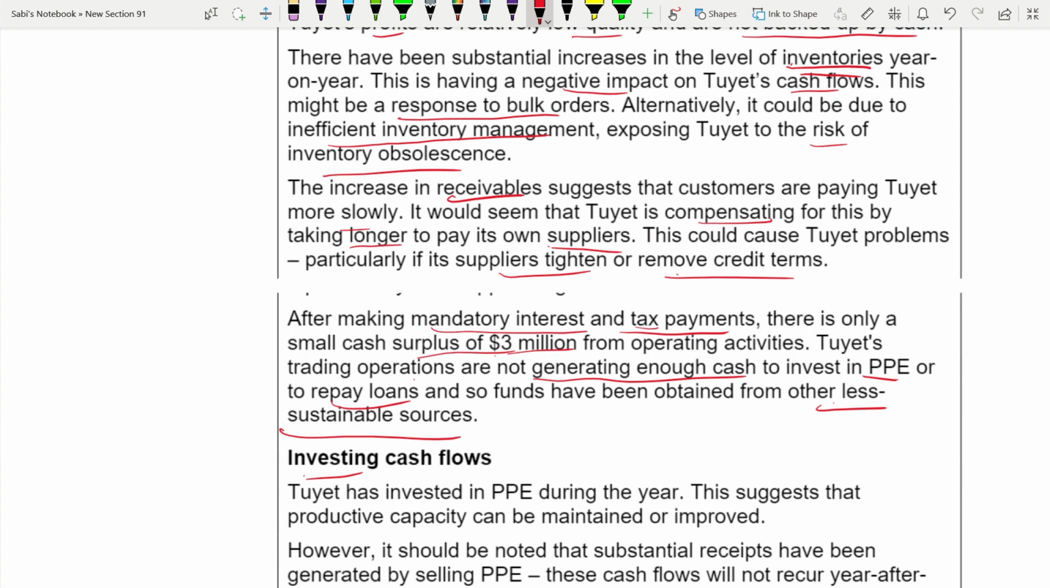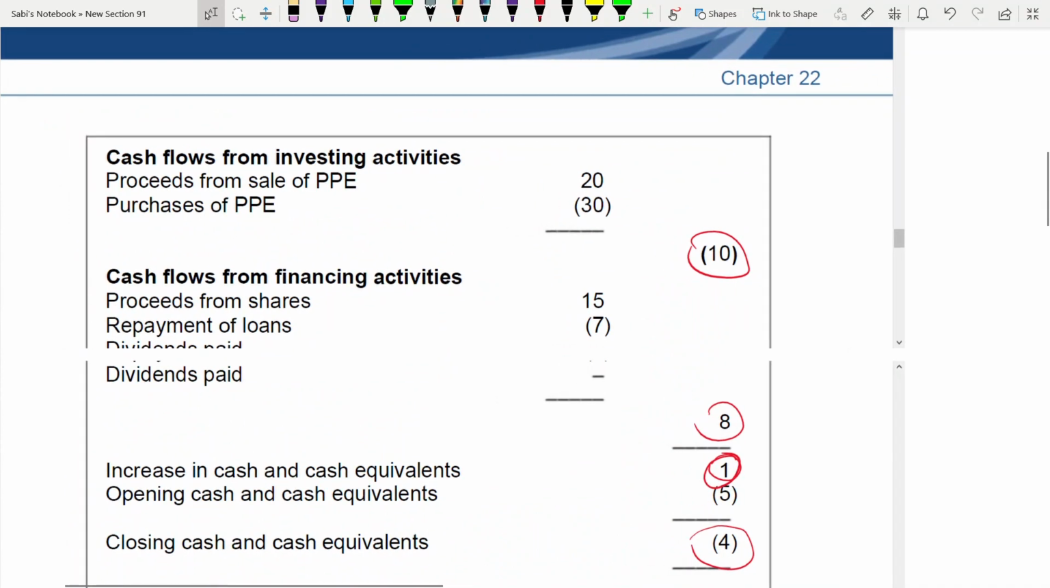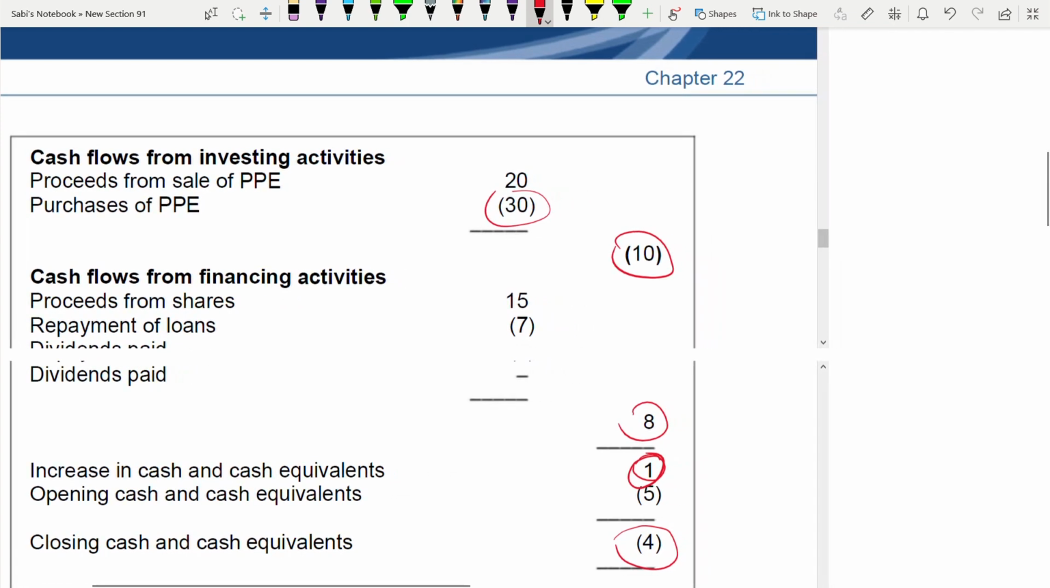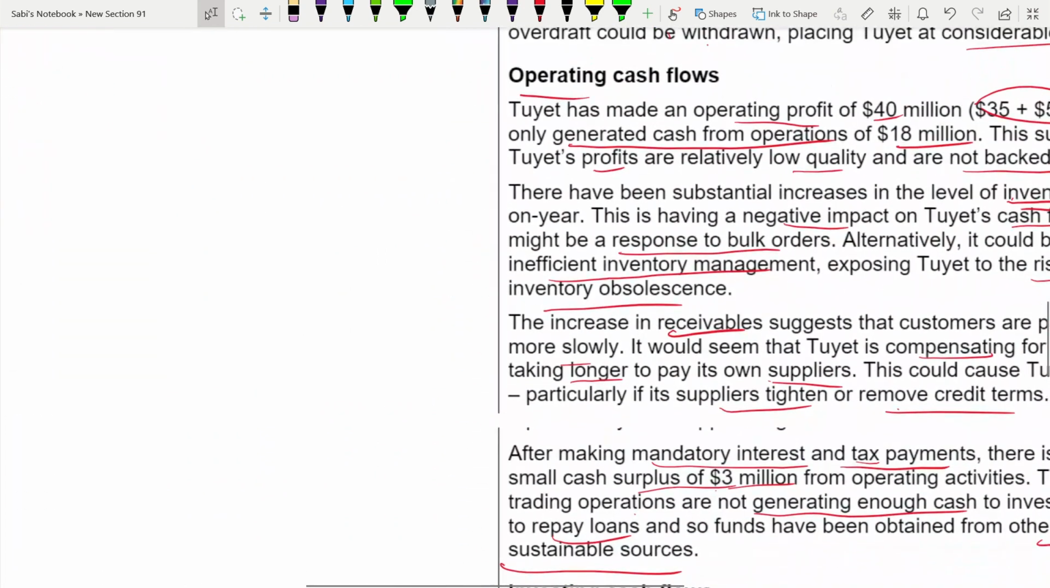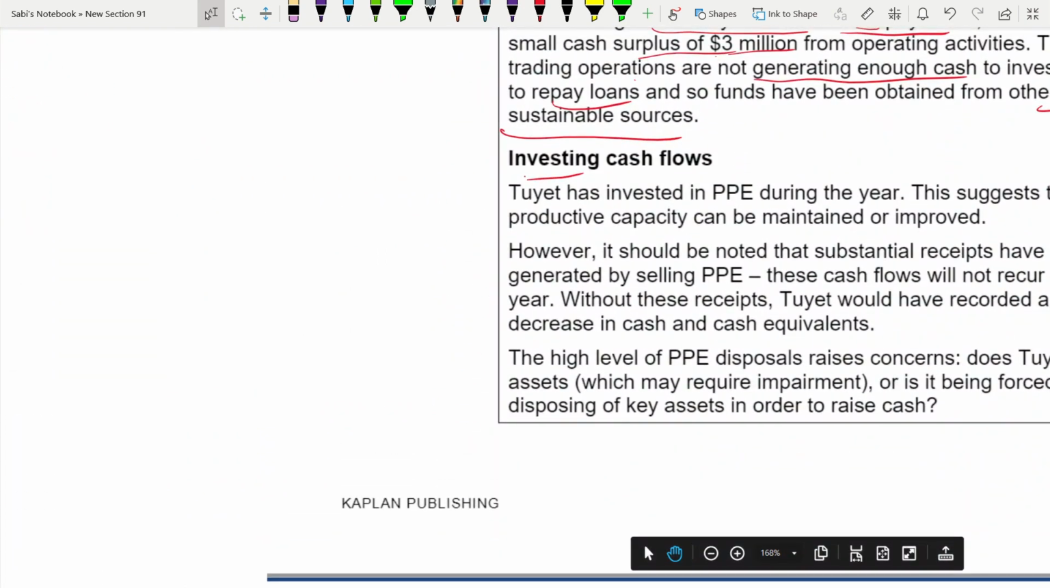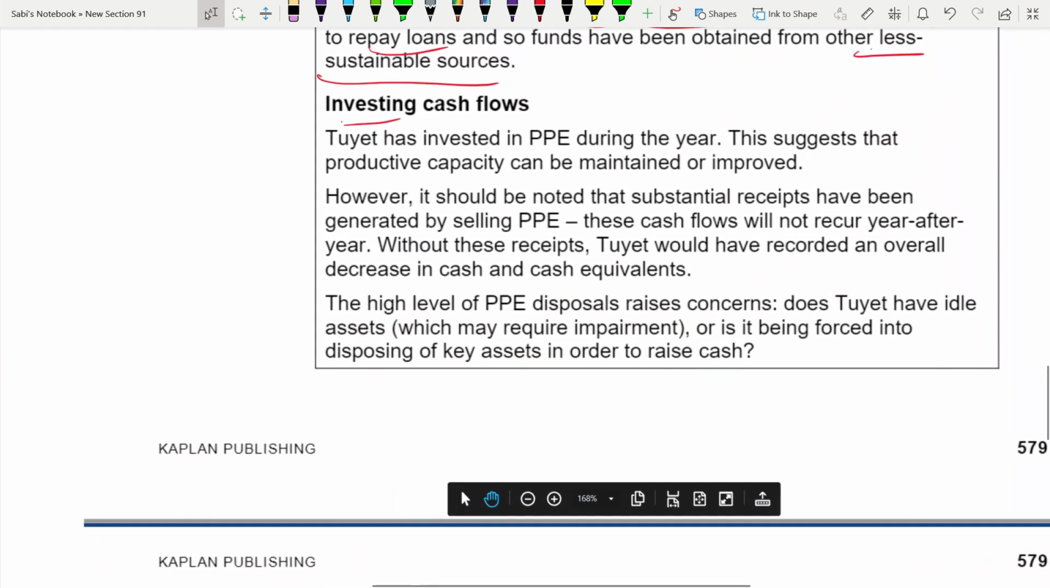Now coming to investing. For investing, we have to go through the diagram. We only have one purchase of PPE, that is 30. And this is also an outflow. So investing, obviously, most of the things are explained under operating. Investing and financing are usually less to talk about. So here we are only talking about PPE. Okay, they've invested this.